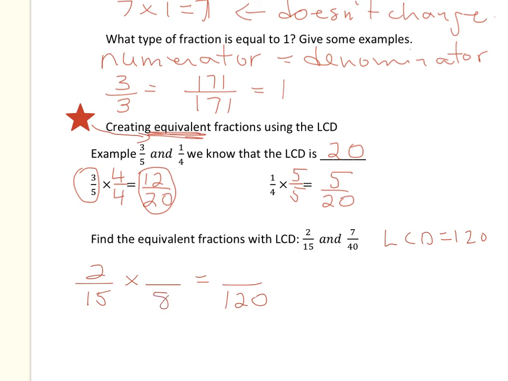And the answer is 8. 15 times 8 gives me 120, so I have to multiply 2 by 8 as well to get 16/120. So I'm multiplying my fraction by 1, so this number, 16/120, is equal to 2/15. And let's try it with 7/40.